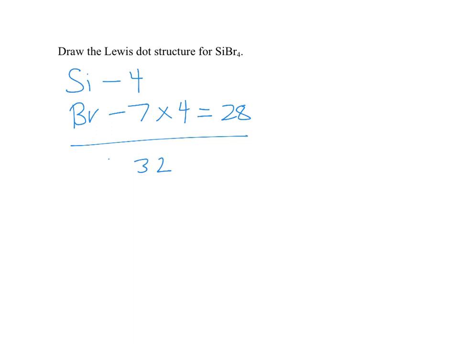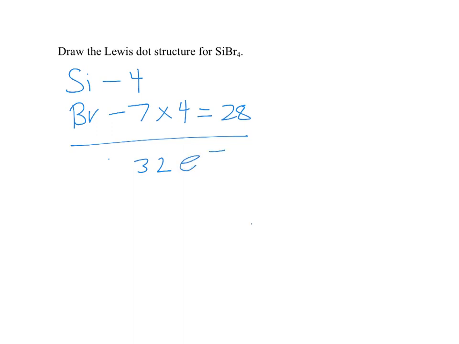Silicon is in group 4A and has 4 valence electrons. Bromine is in group 7A and has 7 valence electrons, and there are 4 atoms of bromine. So we're going to take that 7 and multiply it by 4 for a total of 28 electrons for the bromine. Altogether, that is 32 electrons that we're going to put in our Lewis dot structure.